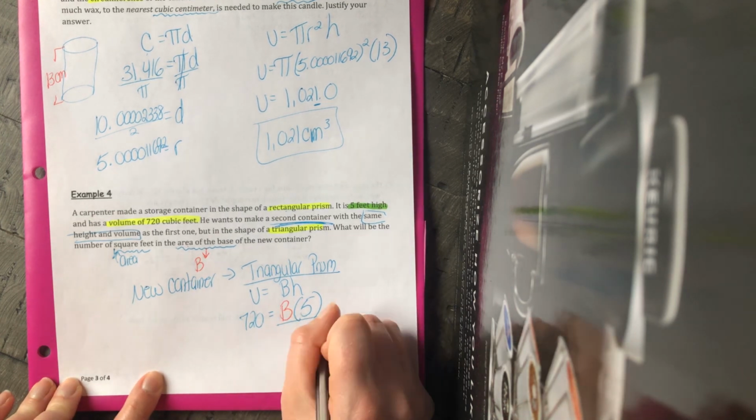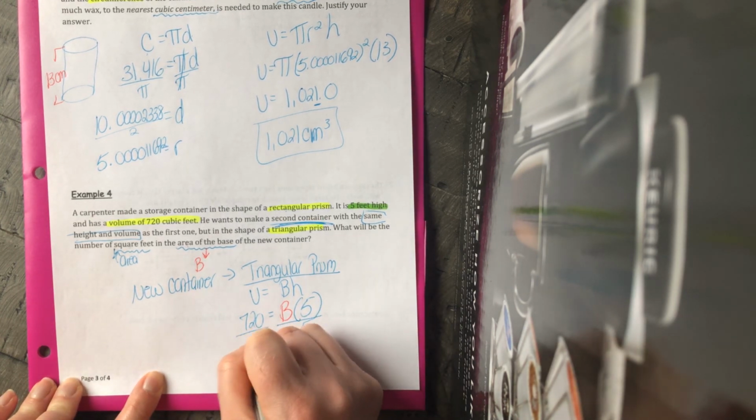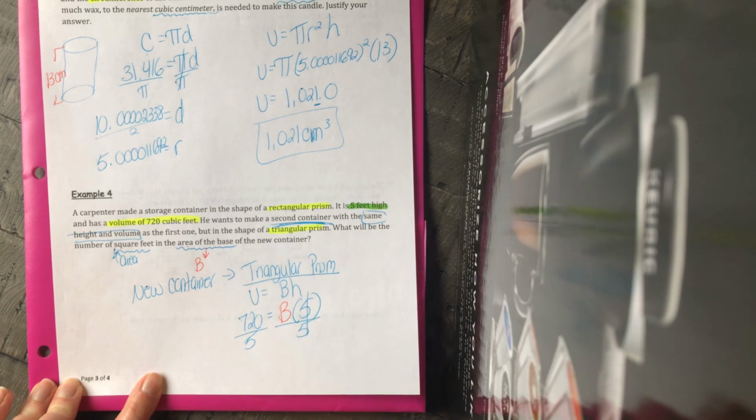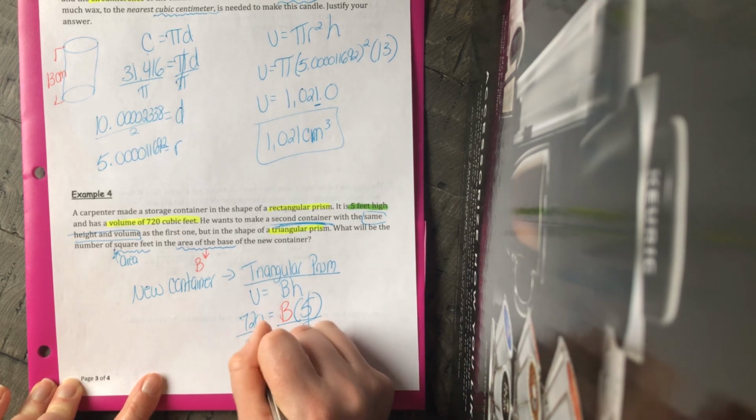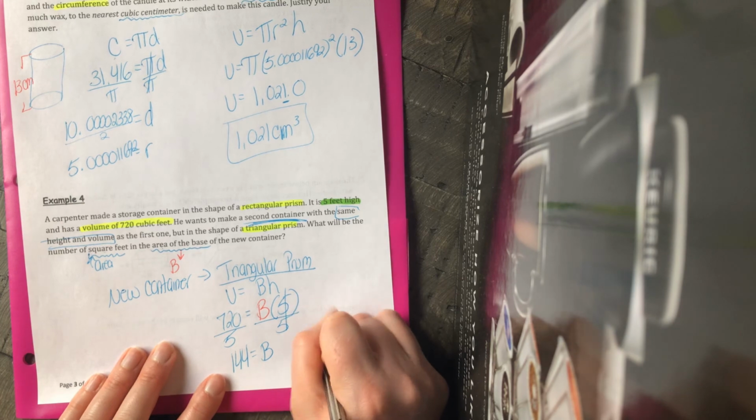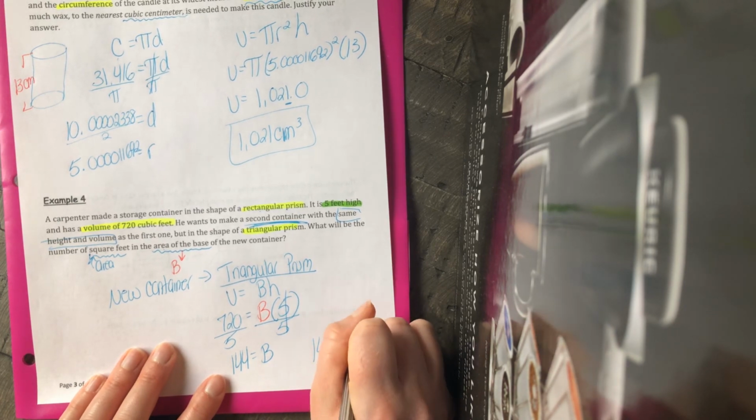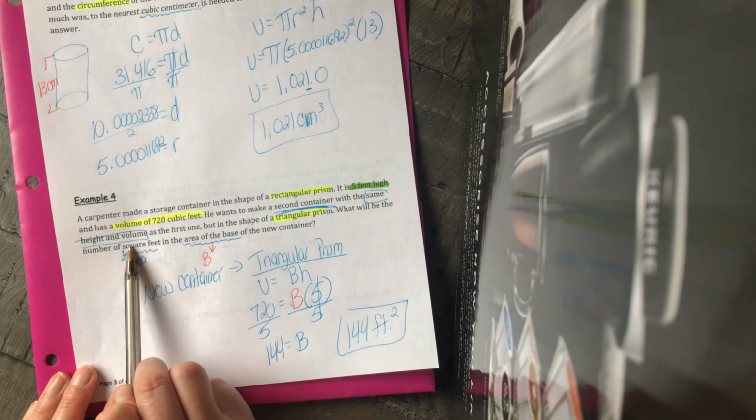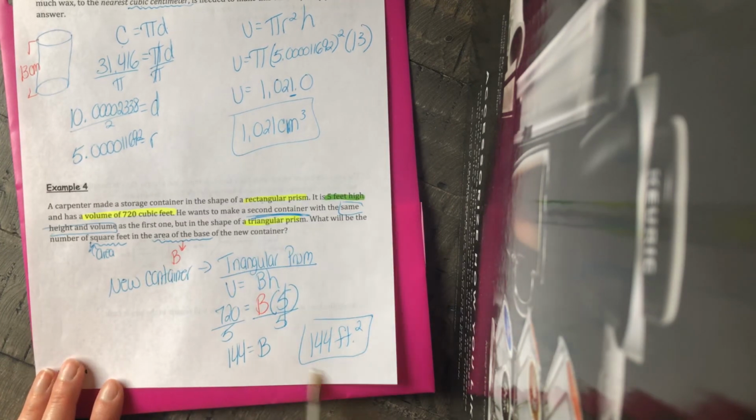So I just have to divide 5 out on both sides because the opposite of multiplication is division. So if I divide it away, I get 144 equals capital B. So what's the area of the base for the new container going to be? It's going to be 144 feet squared because it's telling me here the area is in square feet. So I'm just going to include that on the side.